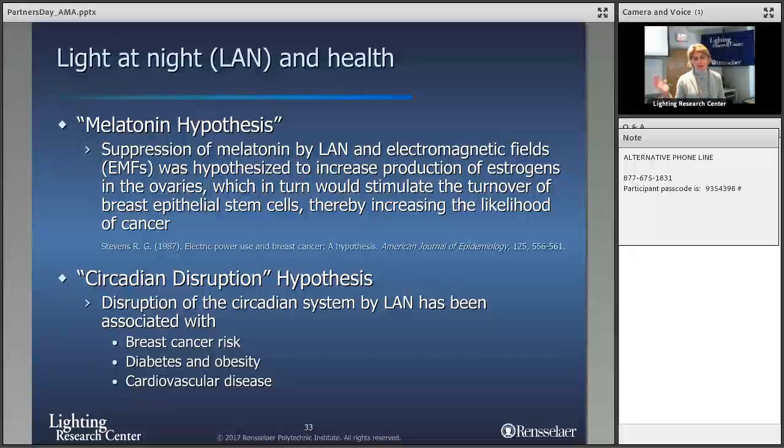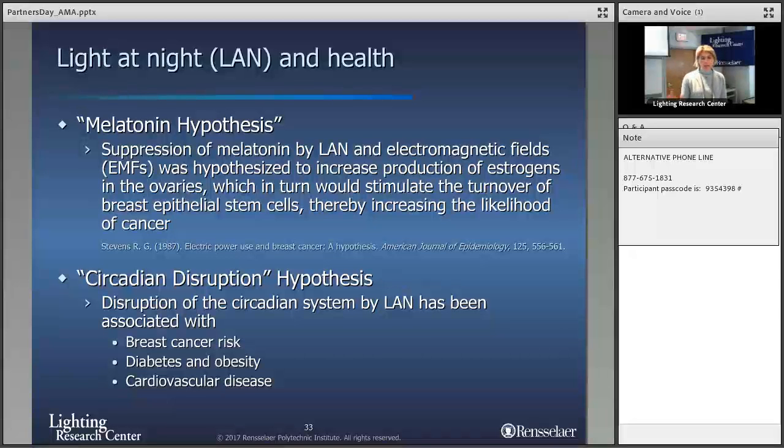And that started in the 80s with the melatonin hypothesis. Richard Stevens from the University of Connecticut put forward the hypothesis that the suppression of melatonin by light at night and by electromagnetic fields was hypothesized to increase the production of estrogens in the ovaries, which in turn would stimulate the turnover of breast epithelial stem cells. So in other words, a person is exposed to light at night, that light at night suppresses melatonin, that results in increased estrogen levels in the body, and that increase in estrogen levels can then lead to an increase in breast cancer, or breast cancer risk at least.